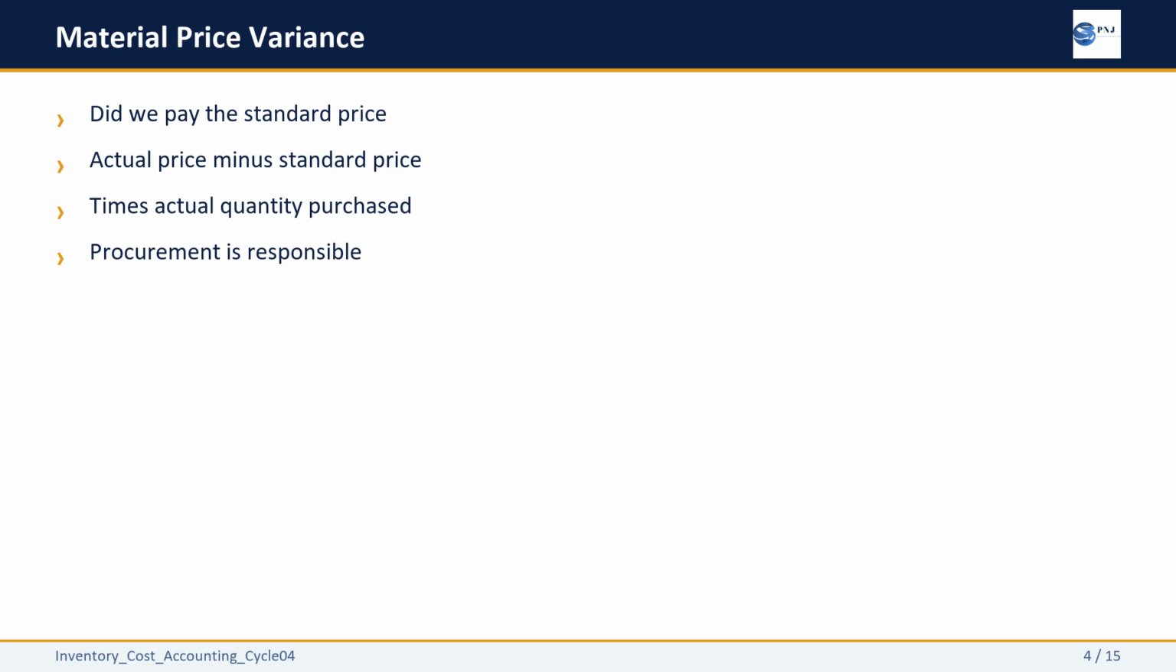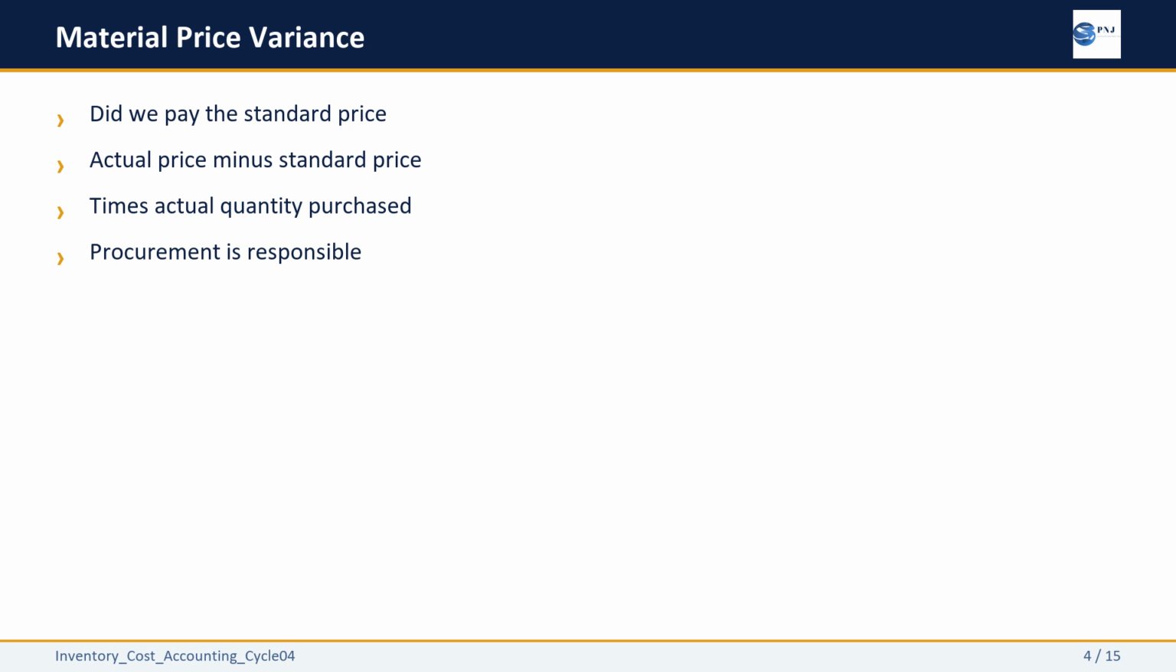Let us start with materials, and the first thing a manager wants to know is whether we paid a fair price. The material price variance answers exactly that. You take the actual price per unit, subtract the standard price, and multiply by the actual quantity purchased. If the actual price was lower than standard, it is favorable.